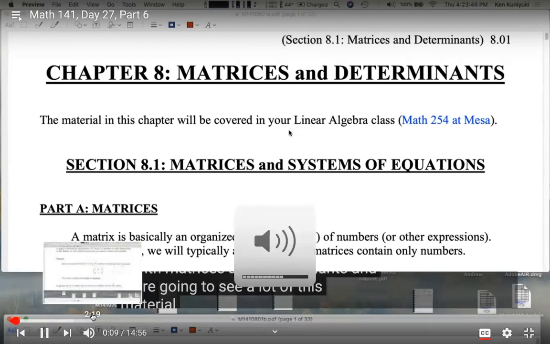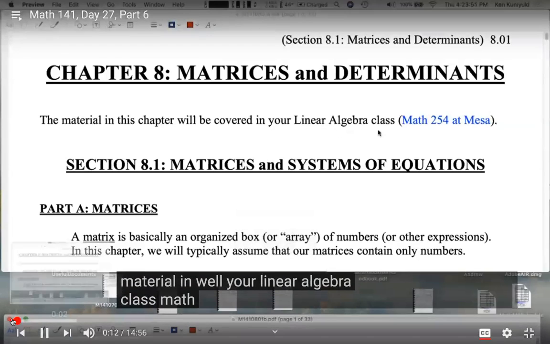Hold on a second. Oh, okay. Material in, well, your linear algebra class. Okay, let's restart.